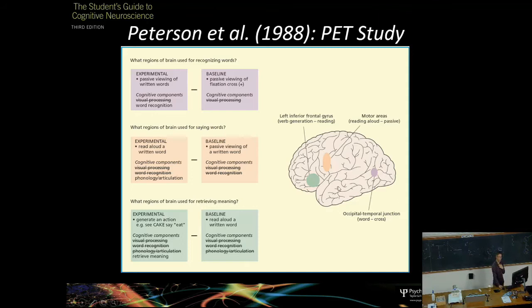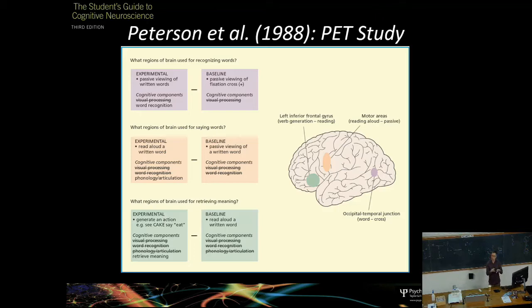And then finally, you might have a task asking what parts of the brain are used for retrieving meaning, so understanding the word. So your task here might be that you see the word cake and you have to generate a verb, such as eat, versus your baseline here, which is saying the word aloud. Both your task and your baseline involve speech, but one involves just reading the word and the other involves doing something more complex with it. You're having to go beyond the information given and generate something deeper about the meaning. So this all involves visual processing, word recognition, and saying something with your mouth, but one involves word meaning. Again, what you're doing here is dissecting cognition into different components and seeing what's different.